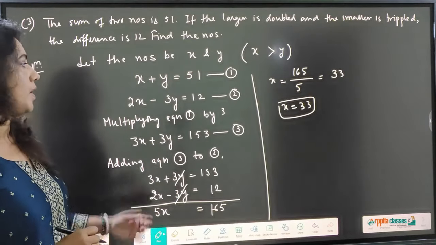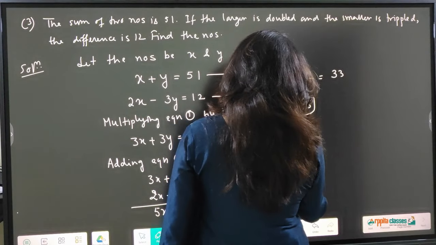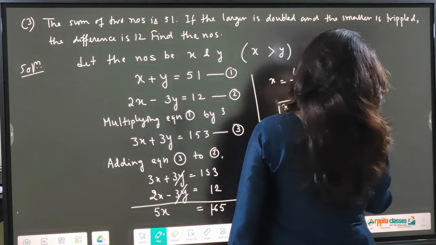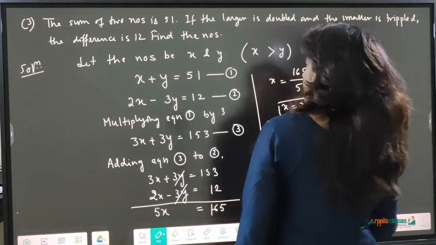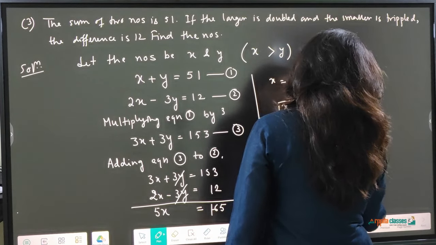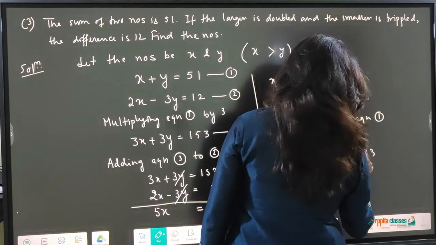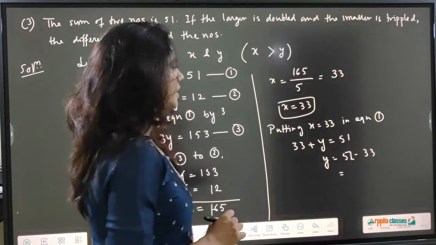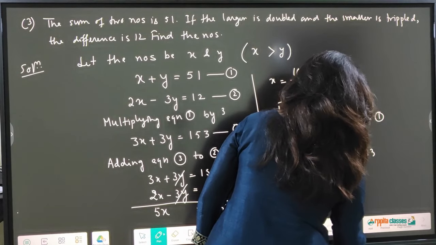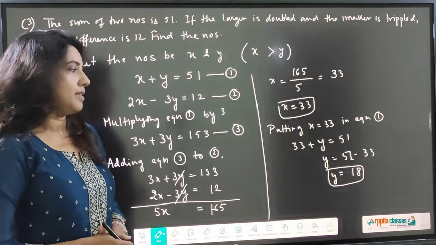Now we will put this value in either of these equations, and the first equation is simpler. So putting x is equal to 33 in equation 1, this is 33 plus y is equal to 51, or y is equal to 51 minus 33. So calculate this. Y is equal to 18. So we got the two numbers, x is equal to 33 and y is equal to 18.